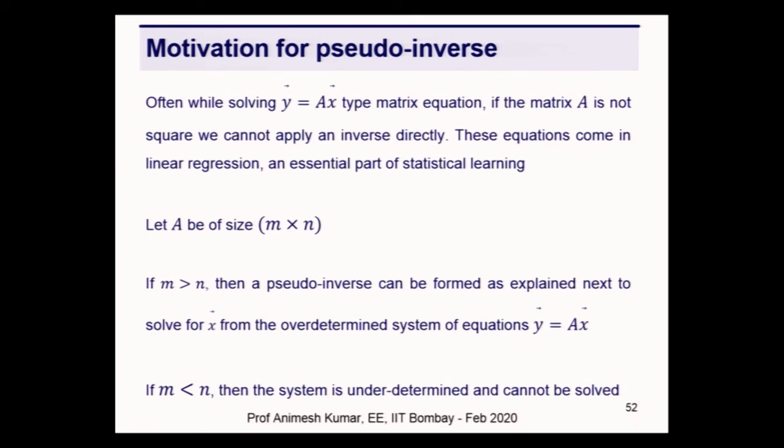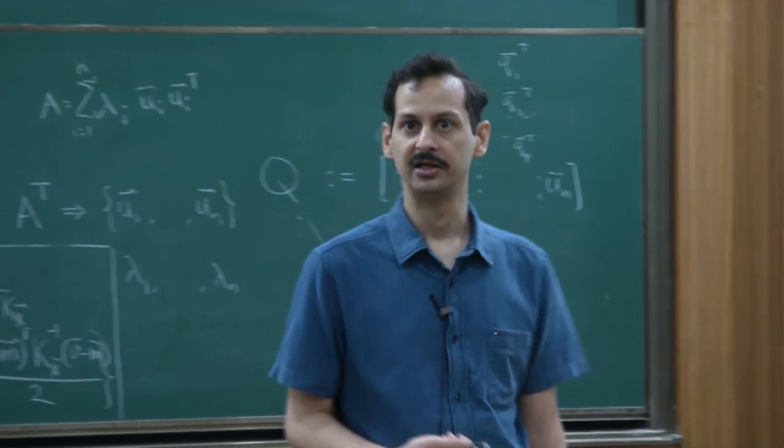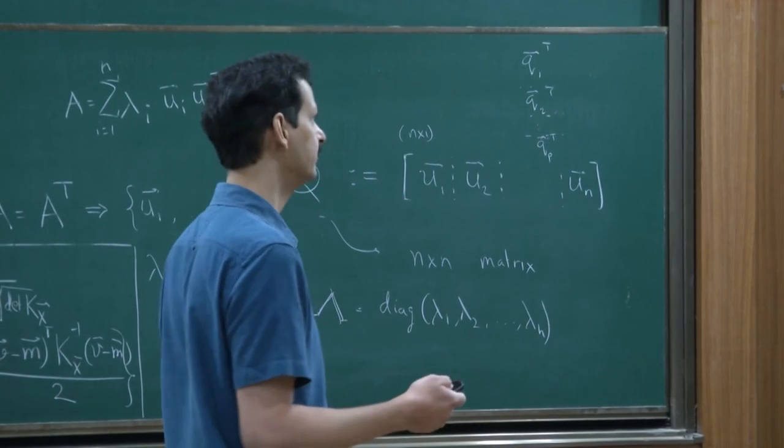So let's say you are trying to solve y vector equal to A times x vector. This shows up a lot in engineering, and this is just the motivation for why we need something called a pseudo inverse, which eventually leads you to linear regression. If the matrix A is not square, then we cannot apply an inverse directly. If A was square and I knew it is invertible, then I can just compute x vector as A inverse times y, but that may not always be possible.